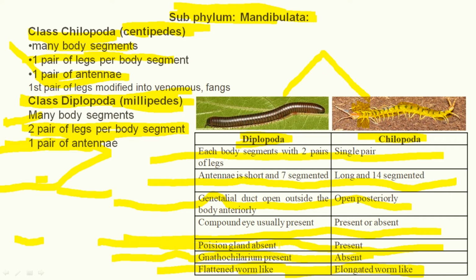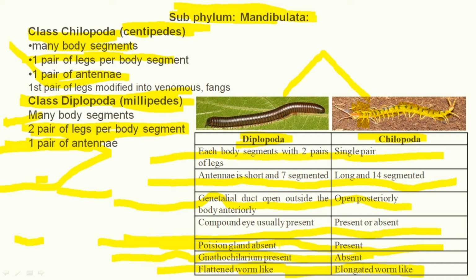In case of Diplopoda, compound eyes are always present. But in case of Chilopoda, it may or may not be present. It may be present or it may be absent. Poison gland is present in case of Chilopoda, but it is absent in case of Diplopoda. Where fewer legs are there, those have poison.